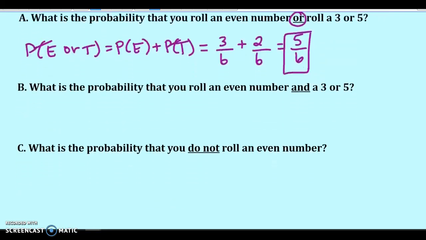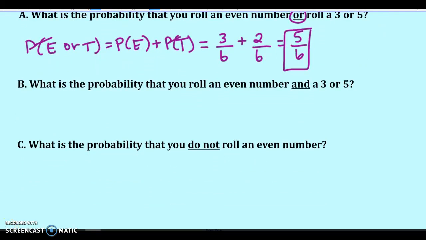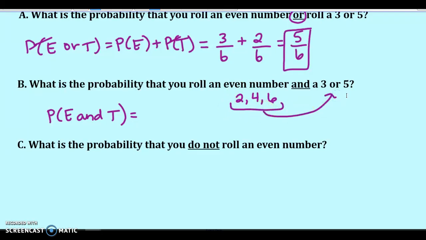Part B says, what is the probability that you roll an even number and a 3 or a 5? So in this case, I'm looking at the probability of an even number and the probability of a 3 or a 5. Well, if you think about this, if I want an even number, my possibilities are 2, 4, and 6, and none of these are 3 or 5. So it is impossible to get both an even number and a 3 or a 5 at the same time. So that has a 0 probability.